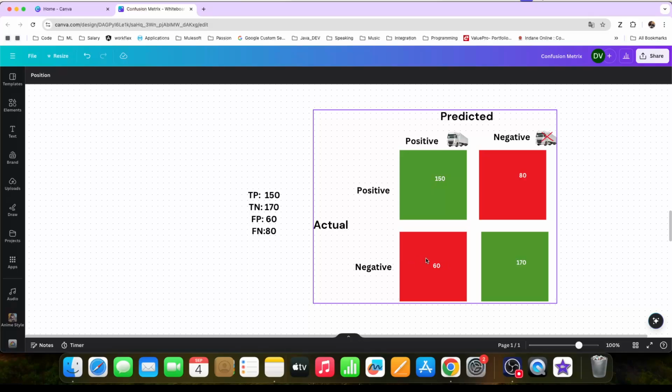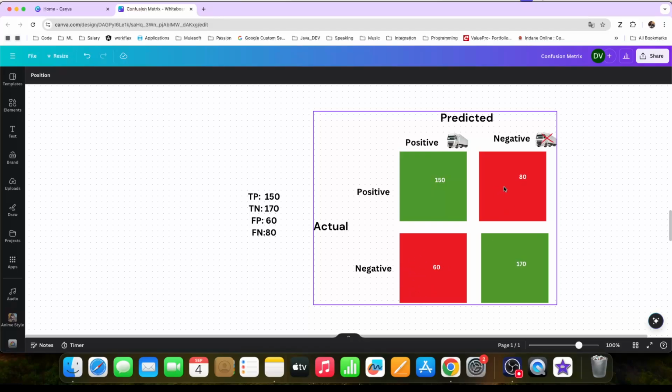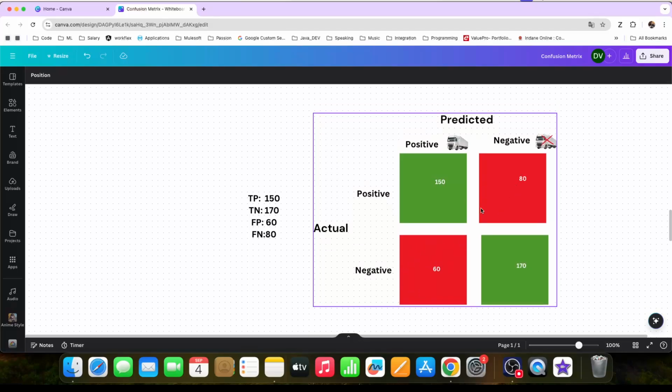False prediction, right? Ultimately, this is false prediction. This is also false prediction, right? So you should reduce this. That's how you can get an idea of how my model can be more perfect.